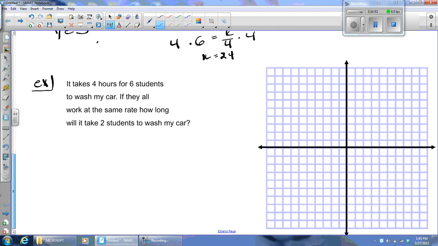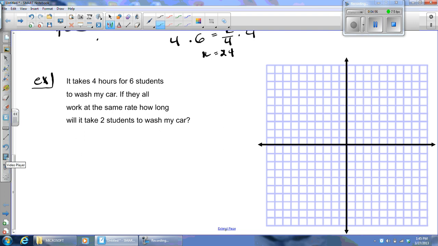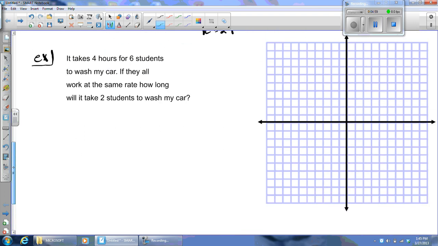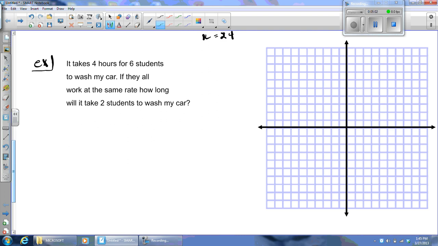Okay, now this example is going to help tie everything together that we've been doing. It says, it takes 4 hours for 6 students to wash my car. If all the students work at the same rate, how long will it take 2 students to wash my car? So we're going to set it up like this. We're going to use y equals k over x. We're going to plug in. Now, we're going to use our independent and dependent variables to know which goes for x and y. So our independent are our students.